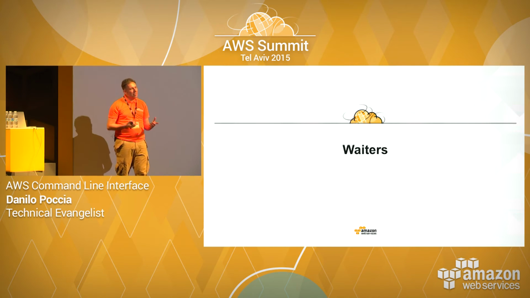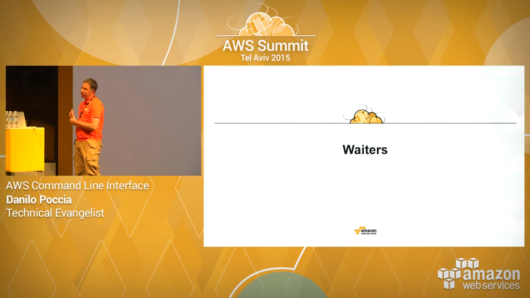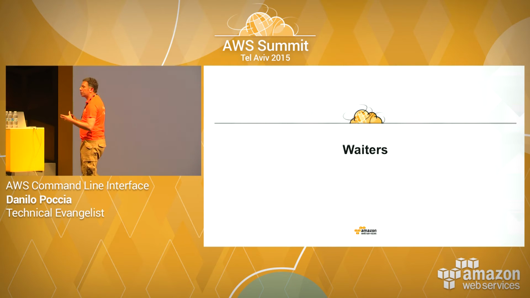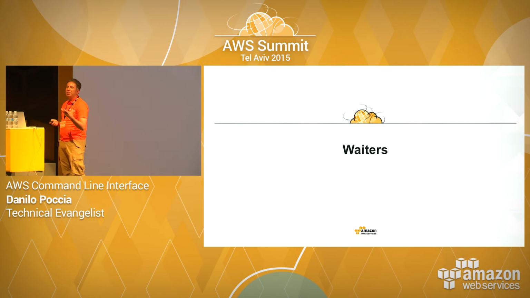So another important thing that we added quite recently now is the waiters. So we saw how you can create things and you can execute any EC2, S3, or any AWS service command. But some of our commands take some time to be completed. Think, for example, if you want to start a new EC2 instance.